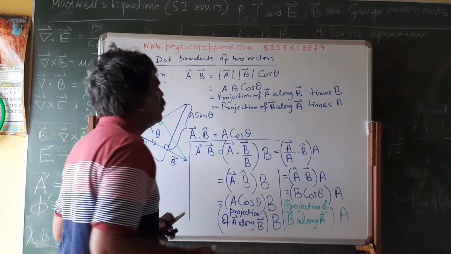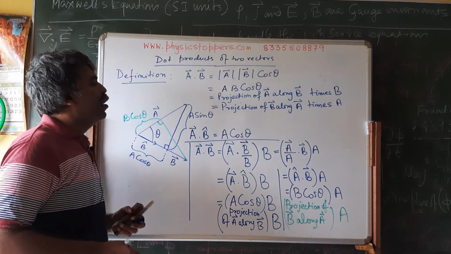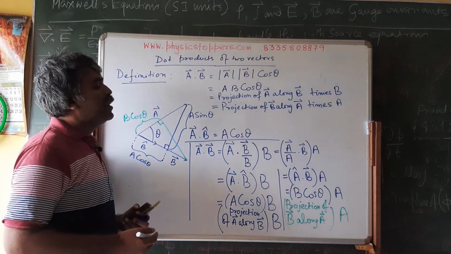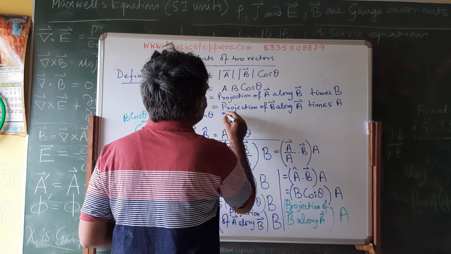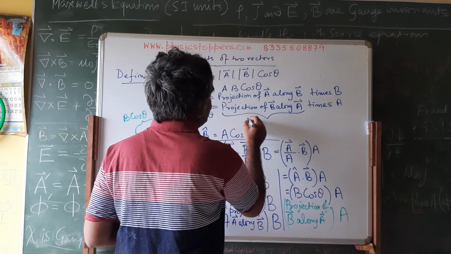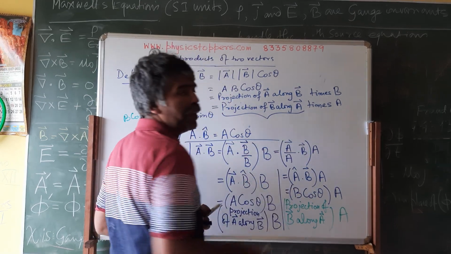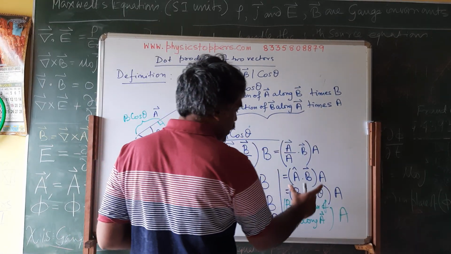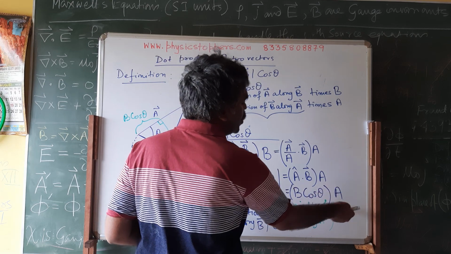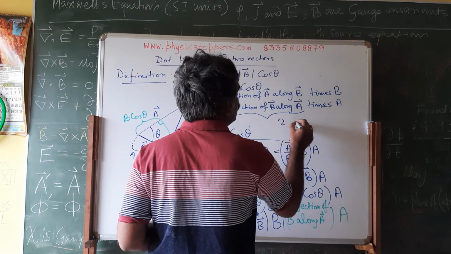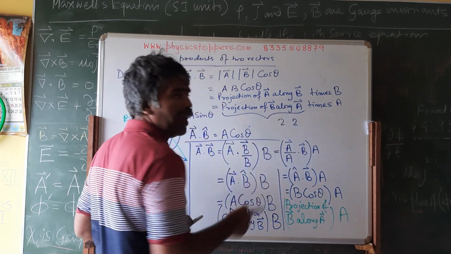The times A, you understand, you go to my unit vector video, you will see times A means this is what? This is a scalar or whatever it is. Times means multiplication. So this thing is B cos theta times A. Suppose 2, so 2 times 2, it's like that.